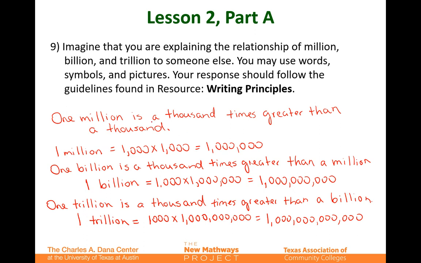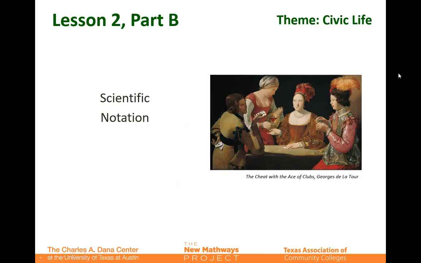When I write this in terms of the number of zeros, 1,000 is 3 zeros, 1 million is 6 zeros, 1 billion is 9 zeros, and 1 trillion is 12 zeros. That's going to help us in just a minute as we move into writing things in scientific notation. All right.